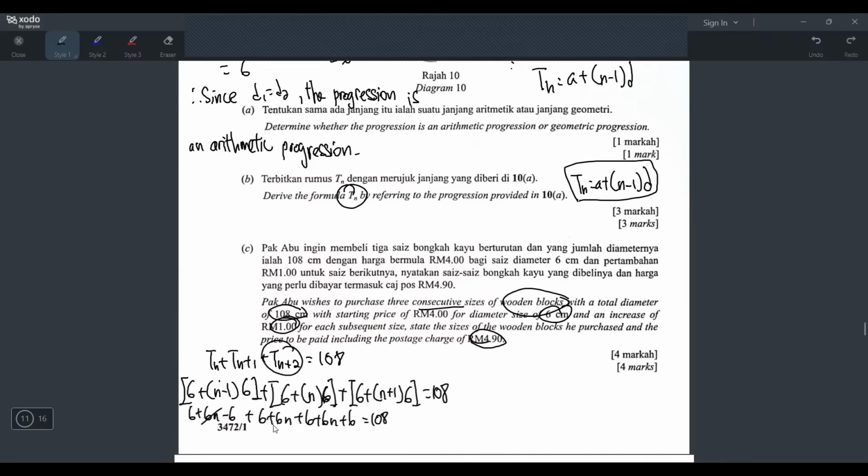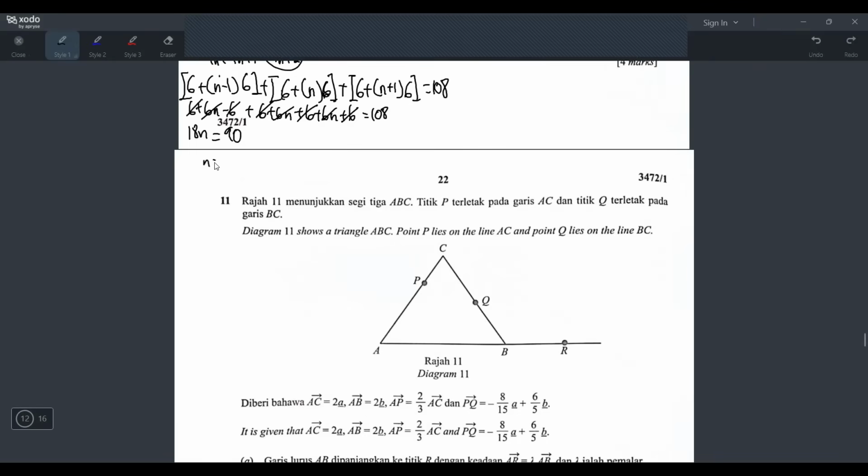And then 6n plus 6n plus 6n is 18n. And then 6 minus 6 is 0, plus 6 is 6, plus 6 is 12, plus 6 is 18. Okay, and then 108 has to minus 18. So let's press 108 minus 18. My calculator gives me 90. And then just divide by 18. My calculator gives me 5. So now I already know the n is 5. Okay, I don't have enough space, so I think I write here n equals 5.